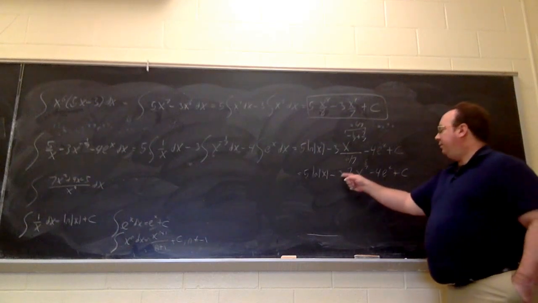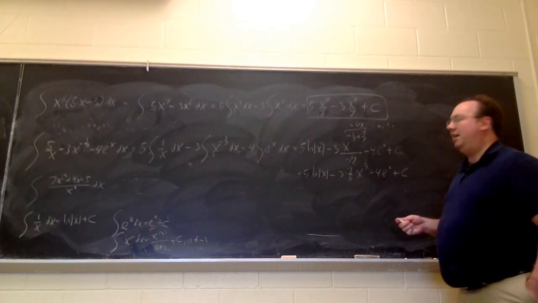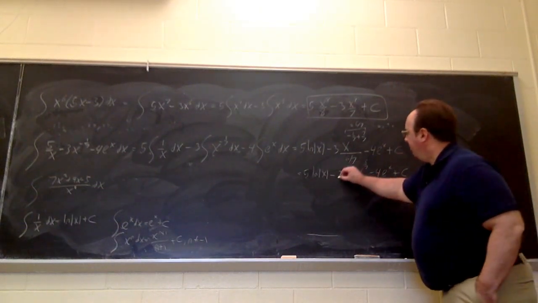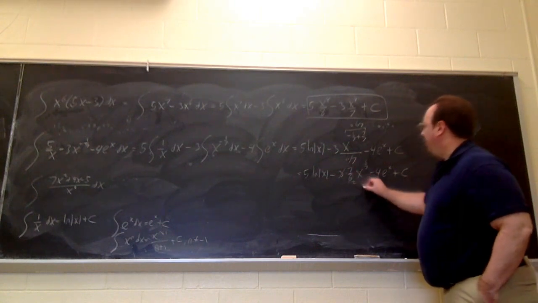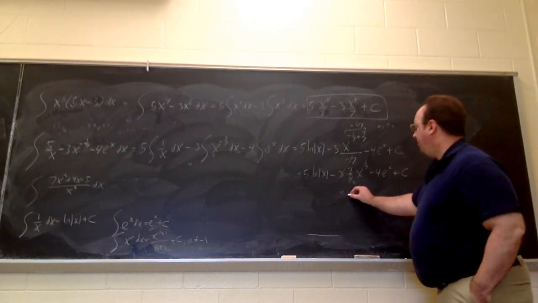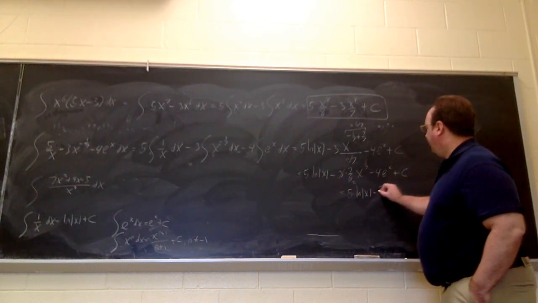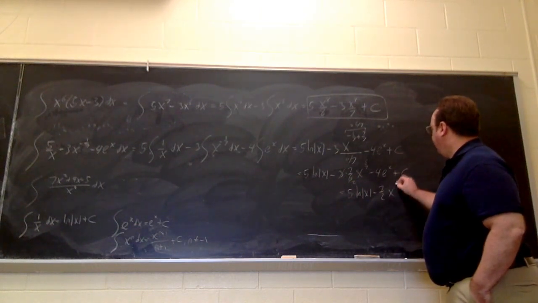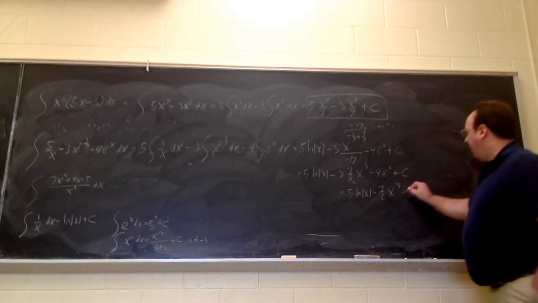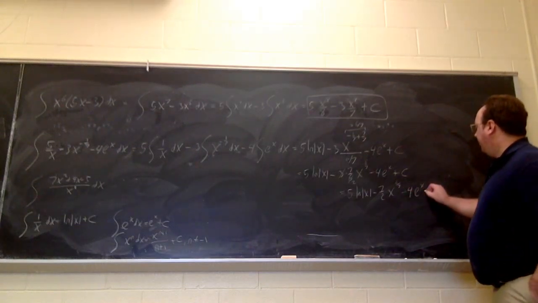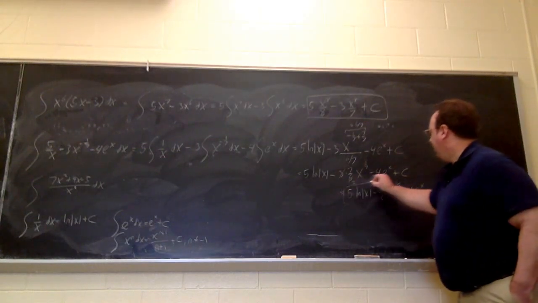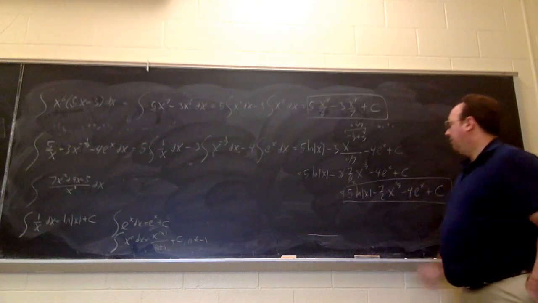So 3 times 7 over 6, that simplifies to 7 over 2. So the 3 will cancel out, and then down below we'll have a 2. So our final answer for this one is 5 natural log of x minus 7/2 x to the 6/7 minus 4e to the x plus c. Okay.